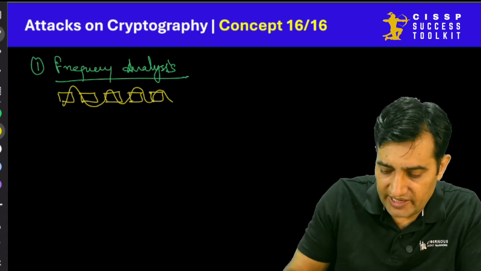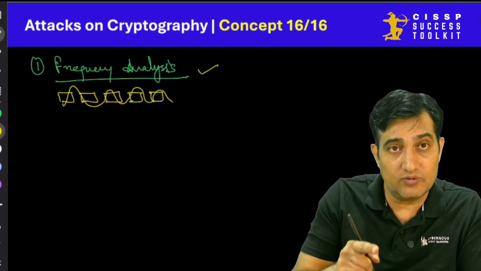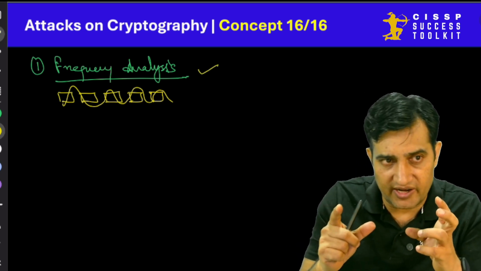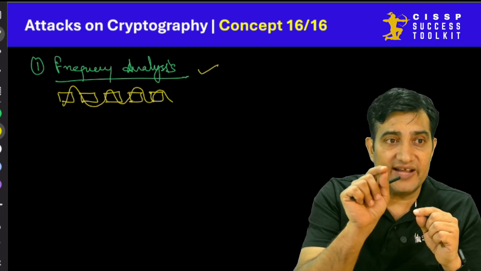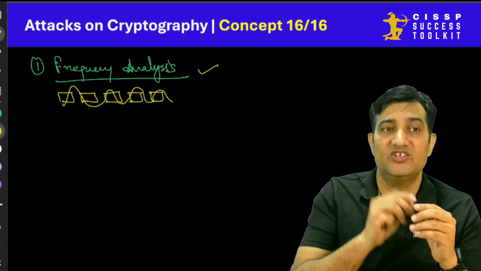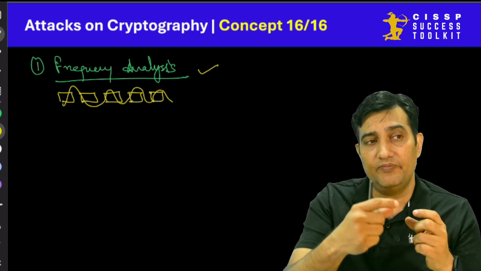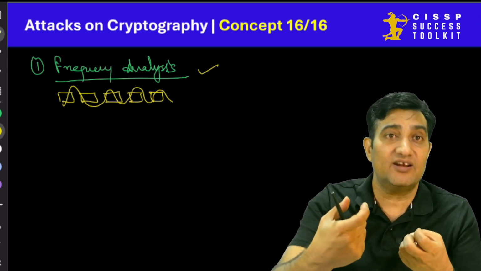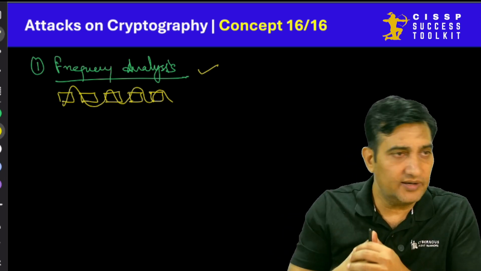So this is a very popular mechanism which is used. If you research on the internet, you will find an index which says that in a particular language a particular character is repeated this many times, and based on that the crypto system can be broken.